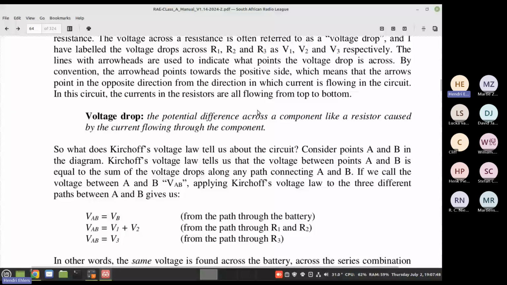The potential difference across a component like a resistor caused by the current flowing through the component. Okay, let's read that again. Voltage drop: the potential difference across a component like a resistor caused by the current flowing through it. So the voltage drop is caused by the current flowing through the resistor. I think that's what they're trying to say there.